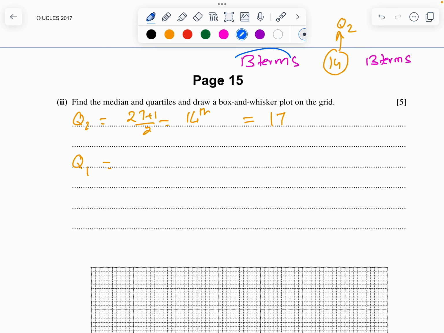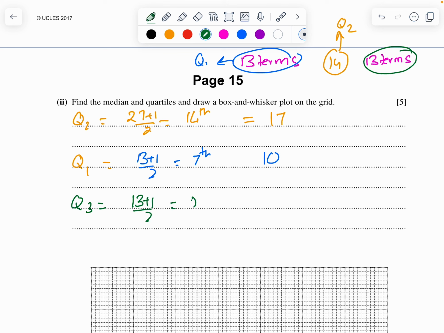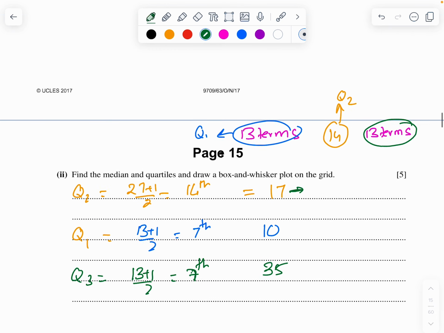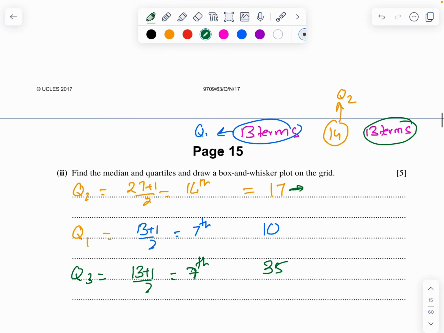The middle value of these 13 terms is Q1. So the middle is 13 plus 1 by 2, which is the 7th term, which is going to be 10. Similarly, the middle term for the right side is Q3, which is again 13 plus 1 by 2, the 7th term from 17, which is 35. Now what is he asking? Is he asking for the interquartile range? No. So I got that.